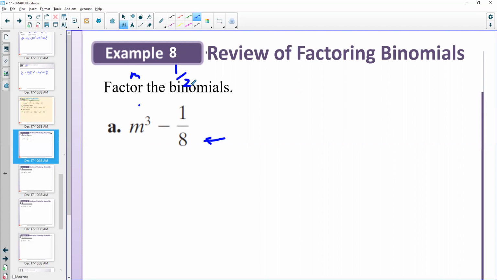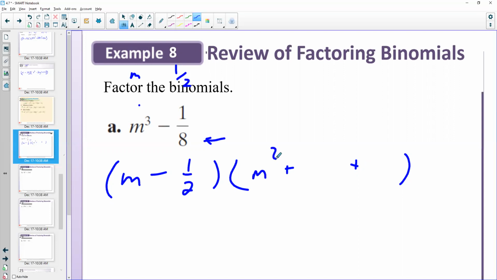I know, it hurts you to write a fraction. Don't be hurt by fractions. Fractions are friends. So set up like you would for a difference of cubes. Minus, plus, plus. Put things into place. So this would be m minus half. M squared here, and times half is just half m. Half squared, so half times half is 1/4. Finished. It was not as bad as it seemed.